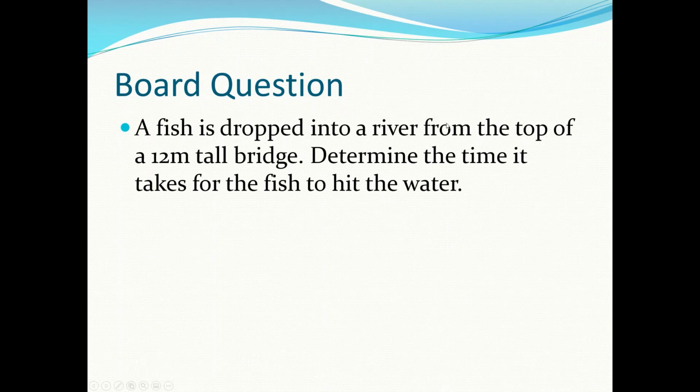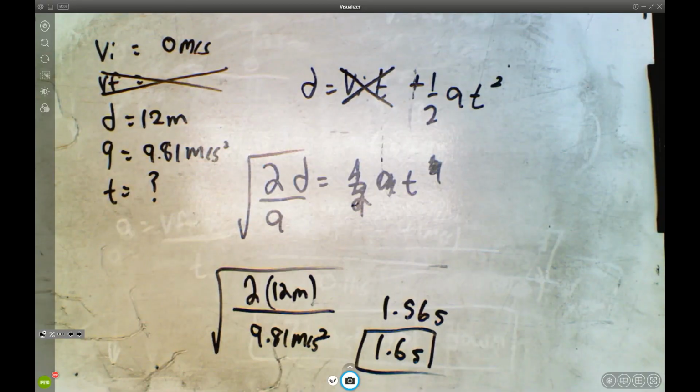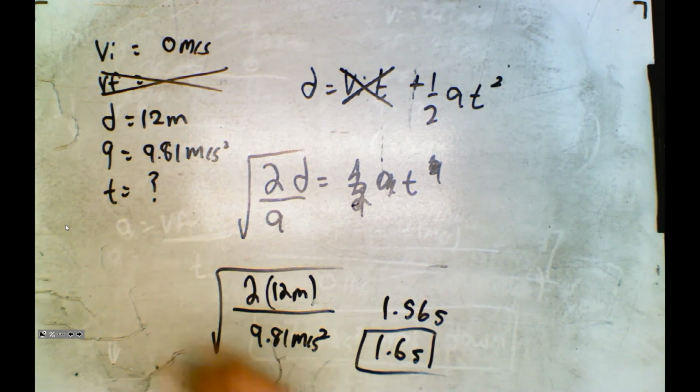A fish is dropped into a river from the top of, wrong one. A child rolled a fish up a hill. The fish had a velocity of 1.8 meters per second up the hill. After 6.5 seconds, the fish's velocity was 2.3 meters per second down. What's the fish's acceleration? So let's draw a little picture of what's going on here, just to better sort this out, and make sure you pause the video and try it on your own.